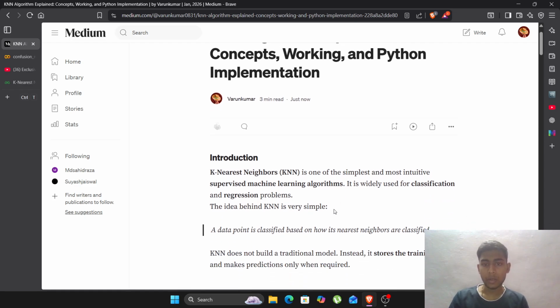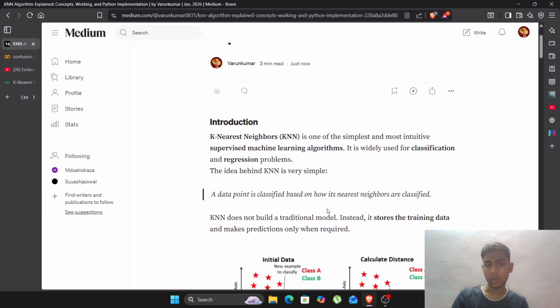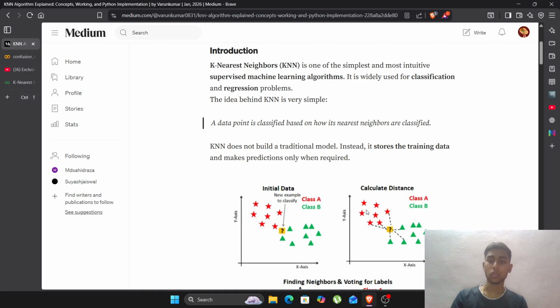K nearest neighbor is one of the simplest and most intuitive supervised machine learning algorithms. It is widely used for classification and regression problems. The idea behind KNN is very simple. A data point is classified based on how its nearest neighbors are classified, and KNN does not build a traditional model. Instead, it stores the training data and makes predictions only when required.